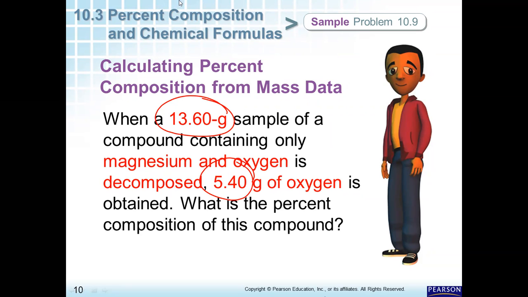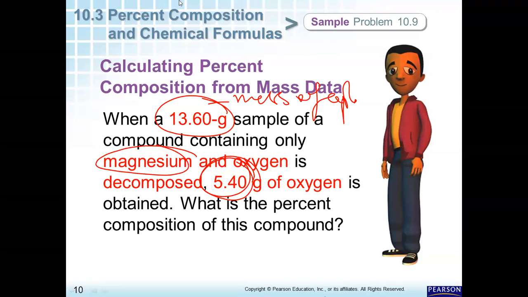As usual, with any problem like this, what do we do? We analyze. We determine the knowns and the unknowns and how to go from this to that, right? So here we have the mass of the compound. Okay, this is the mass of oxygen. We need to find the mass of magnesium. What do you think the mass of magnesium will be? The difference between these two. 13.6 minus 5.4, that will give you the magnesium.